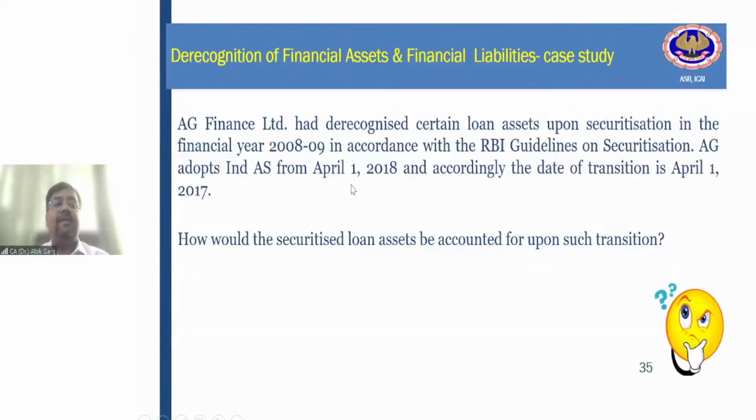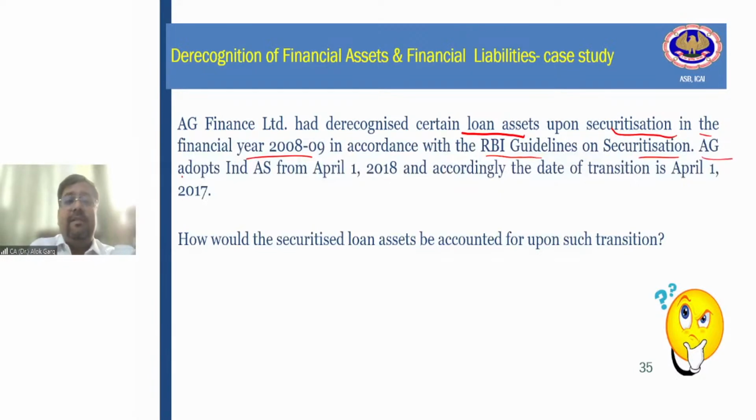Let me show you this case study. I hope my PPT is visible. AG Finance Limited had derecognized certain loan assets upon securitization in the financial year 8-9 in accordance with RBI guideline on securitization. AG Finance Limited is an NBFC and they had derecognized some loan assets according to RBI guidelines.